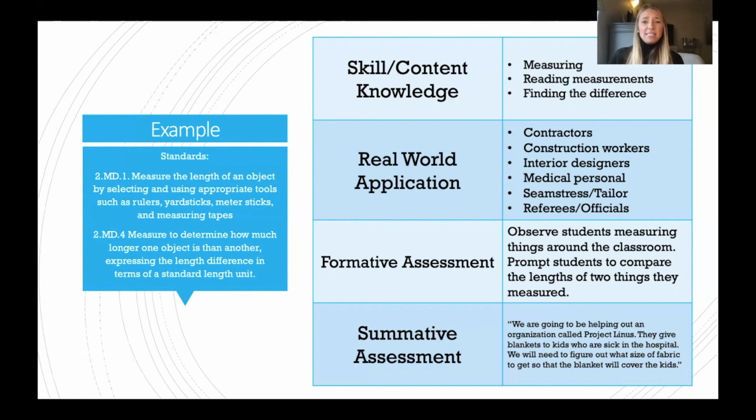For my formative assessment, I would just observe students measuring things around the classroom, prompting them to compare the lengths of two things as they measured, and I would be taking a lot of anecdotal notes. I could even do an exit ticket: go measure the door and measure the bookshelf and tell me which one is longer and by how much. So those are just some simple ways that you can do a formative assessment.